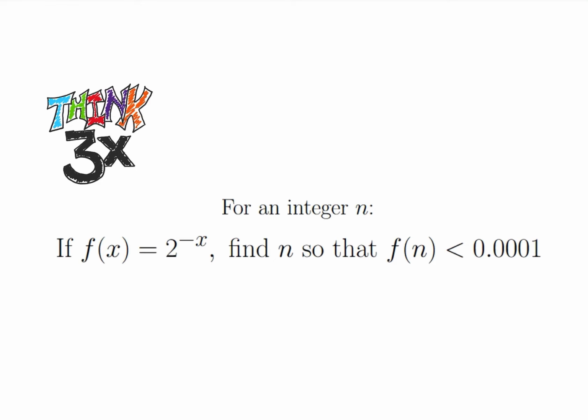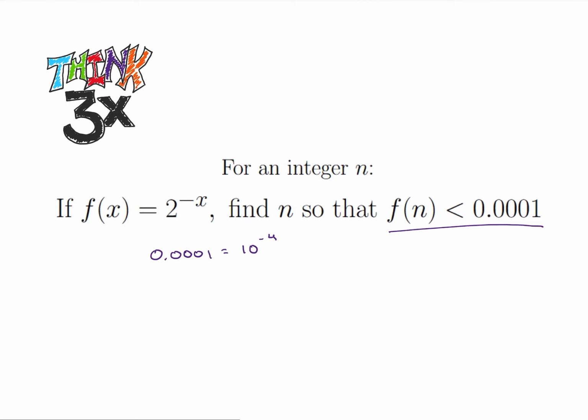Okay, so the first thing we're going to notice is that we want f of n to be less than 0.0001. So I'm going to write 0.0001 as 10 to the negative fourth. And if I'm writing that as 10 to the negative fourth, that's the same as 5 to the negative fourth times 2 to the negative fourth.